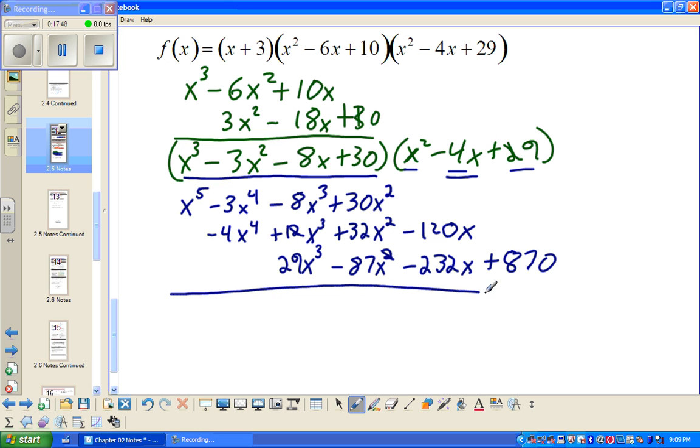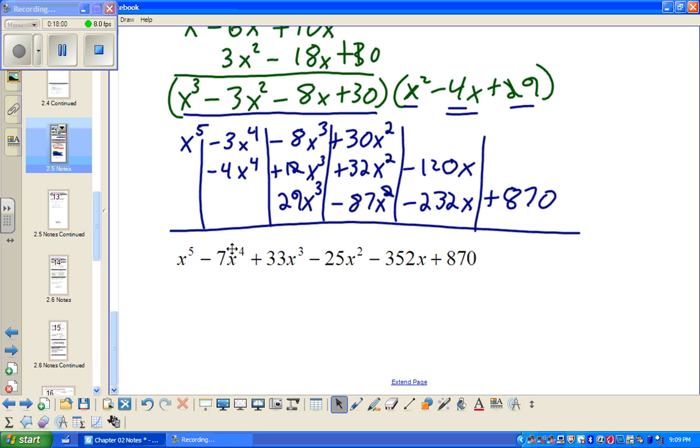And then once you do that, you just add up each column, and you're pretty much done. That's your final answer.